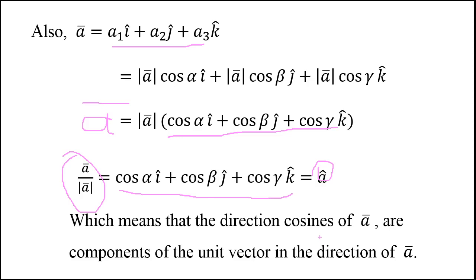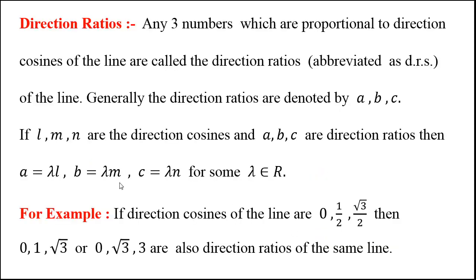Okay. Now after defining direction cosines and the relation between them, I will define the third term. It is called direction ratios. What are direction ratios? Let me read the definition first. Any three numbers which are proportional to the direction cosines of the line are called direction ratios of the line. Any three numbers which are proportional to DCs are called DRs.